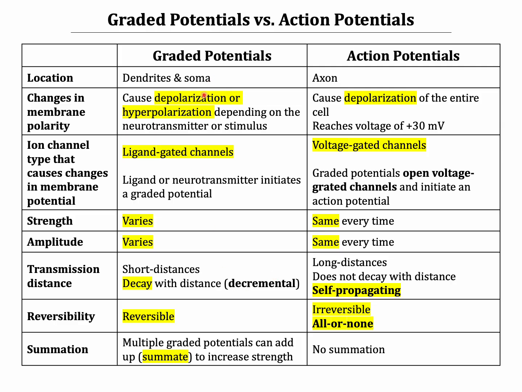Transmission distance. Graded potentials are short distance. They are localized and they decay with distance. Action potentials are self-propagating. It's a continuous message being sent. It does not decay with time. Graded potentials are reversible. Action potentials are all or none, irreversible. Once you pull the trigger on a gun and it fires, there is no going back. It's the same idea with action potentials. Once depolarization reaches a trigger zone, the cell will fire. They are irreversible.